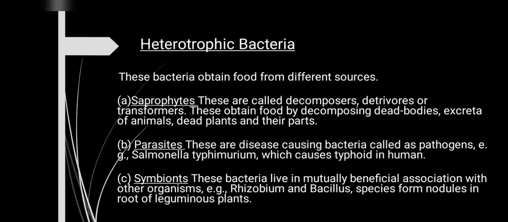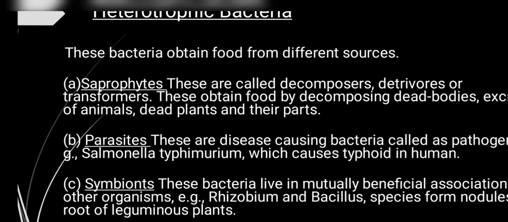The next type of nutrition is heterotrophic mode of nutrition, and they obtain food from different sources. First, they are saprophytes. Some of the heterotrophic bacteria obtain nutrition as saprophytes. These saprophytes are called decomposers or detritivores or transformers because they obtain food by decomposing dead bodies, excreta of animals, dead plants, and their parts. So those bacteria which obtain their food by bringing about decomposition of dead and organic matter are called saprophytes.